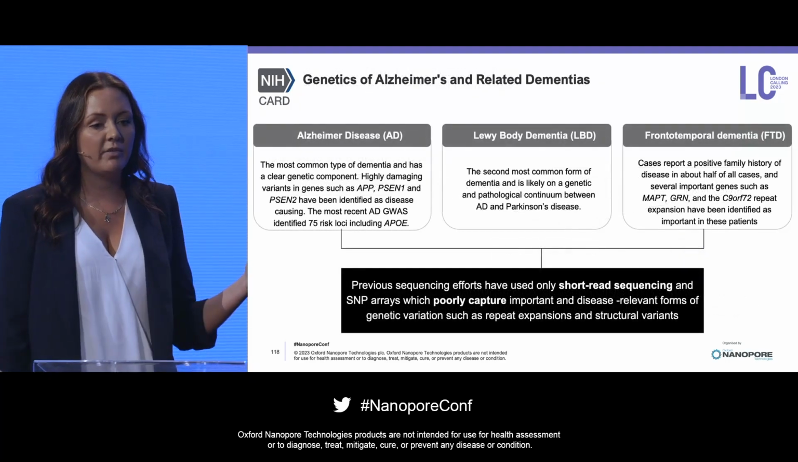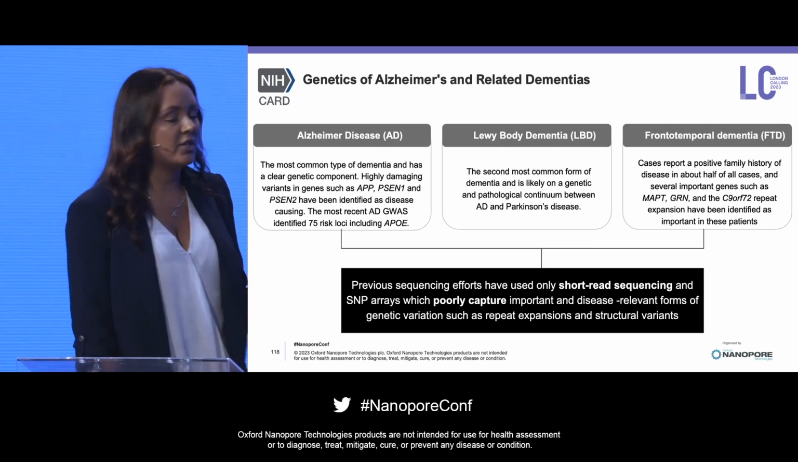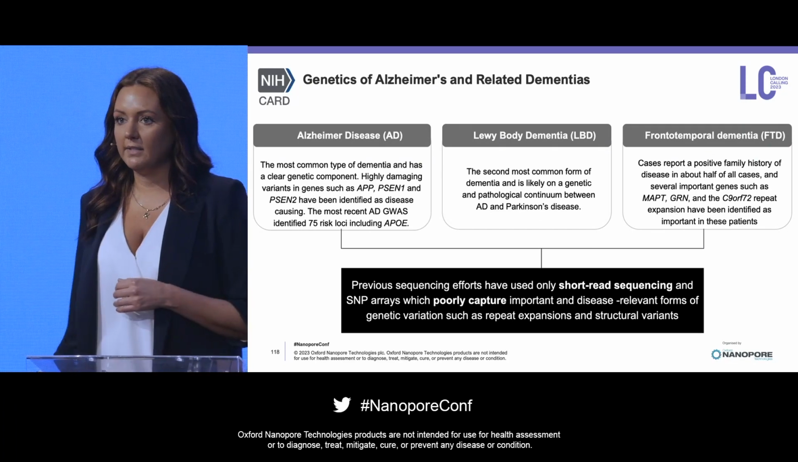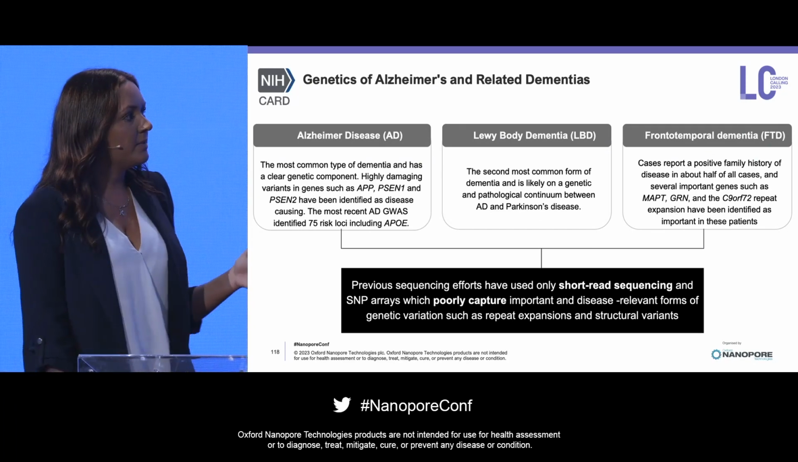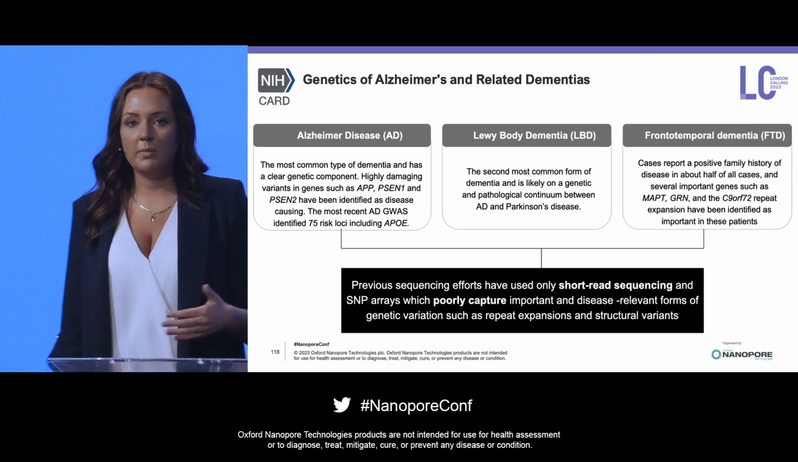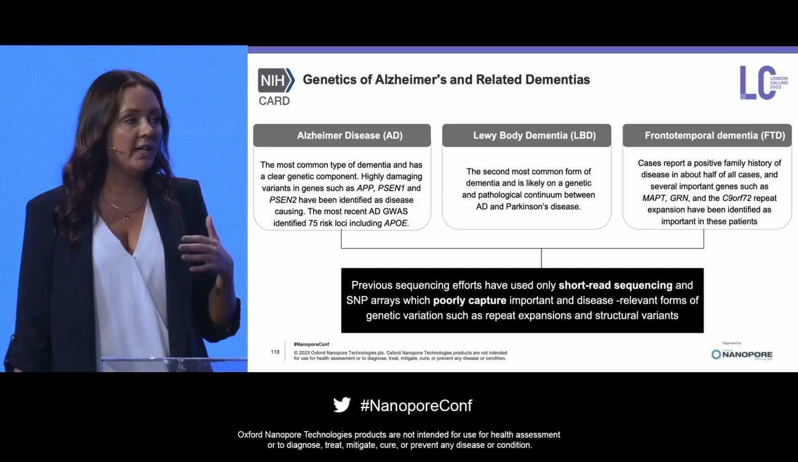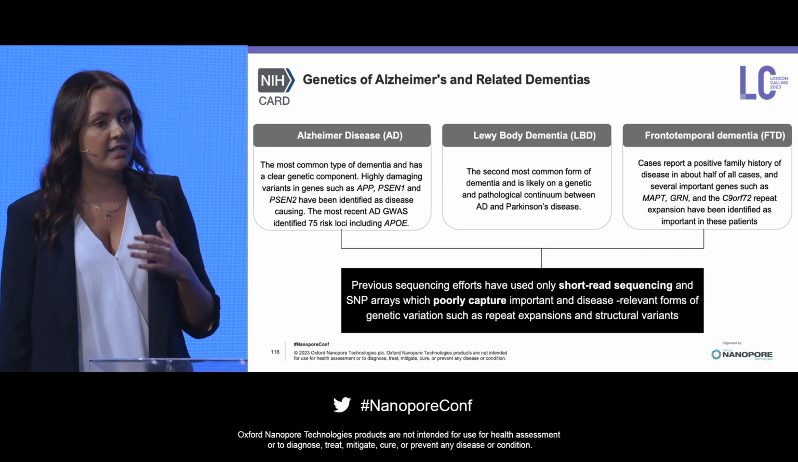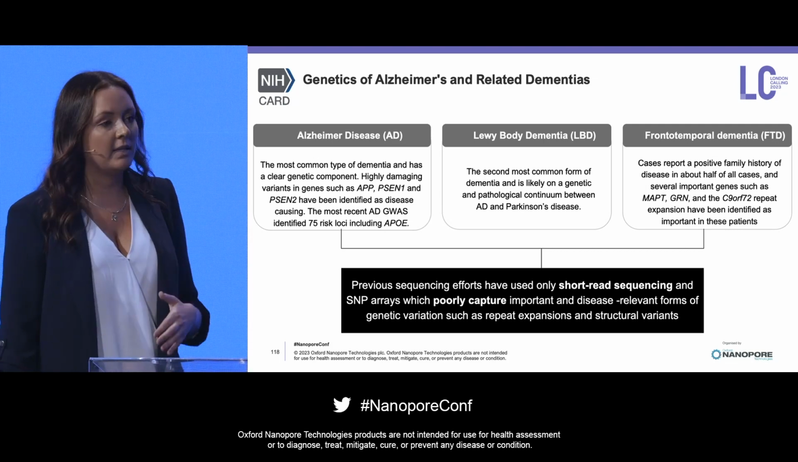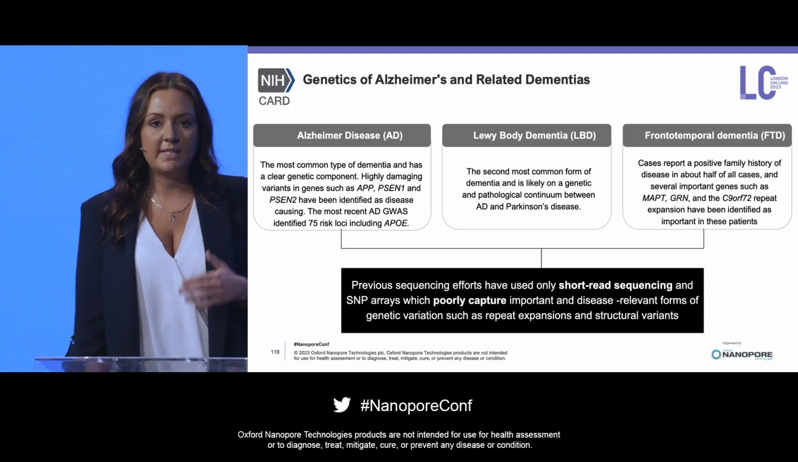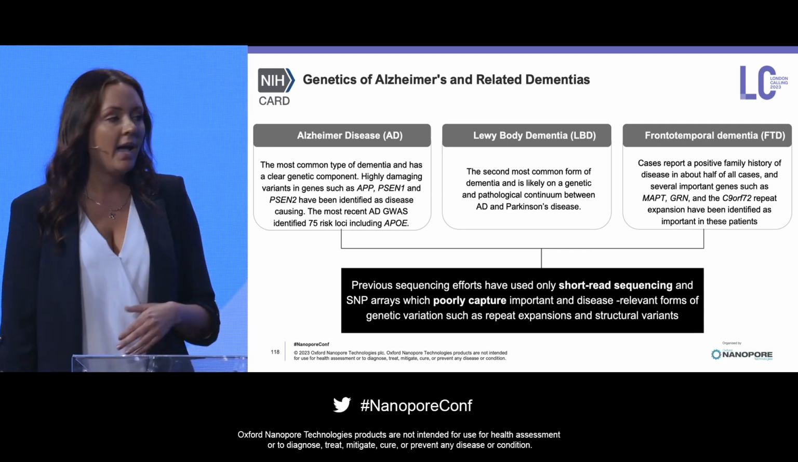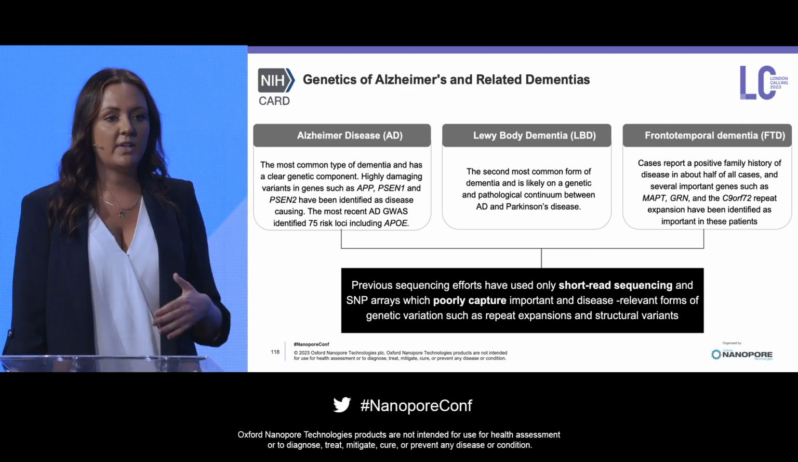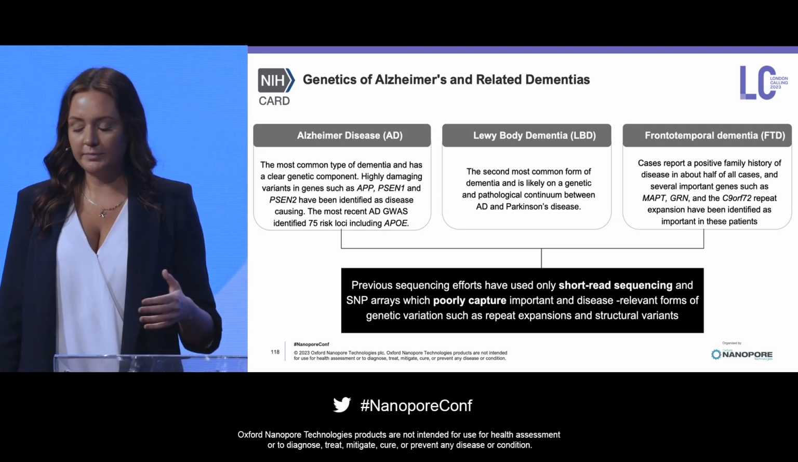Just a little bit of background about the genetics of Alzheimer's disease and related dementias. Alzheimer's disease, or AD, is the most common type of dementia and has a very clear genetic component. Highly damaging variants in genes such as APP, PSEN1, and PSEN2 have been identified as disease-causing. And the most recent GWAS identified over 75 risk loci.